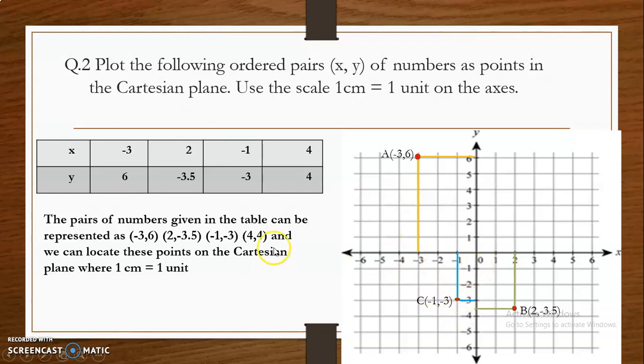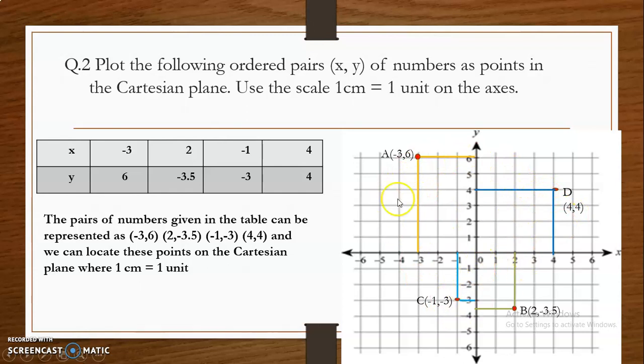Okay, now let's see the fourth one, that is (4, 4). This would be marked in the first quadrant only. So 4 units away from the vertical y-axis, so here, and 4 units away from the x-axis. Here we join, we get a point over here, and we can mark it as D (4, 4). Okay, this is how we plot the points on the Cartesian plane.